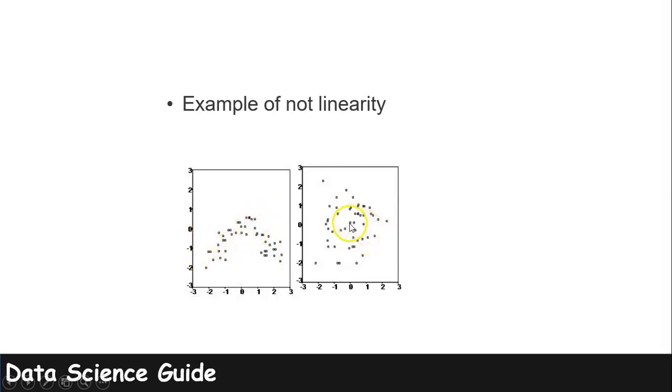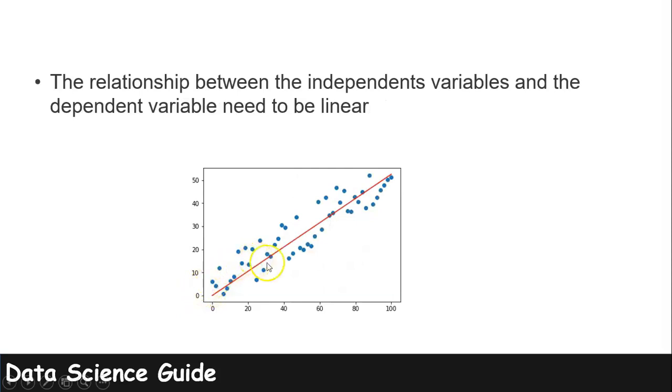And also in the second diagram here, the data is scattered randomly. So there is no way to draw a line here, neither here. But if you go back to the previous diagram, you see that the data is almost like a line. So this is the first assumption.